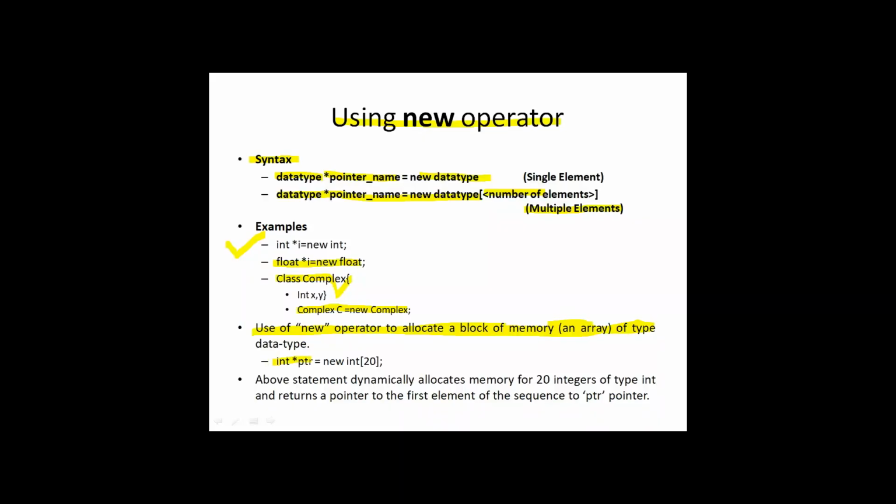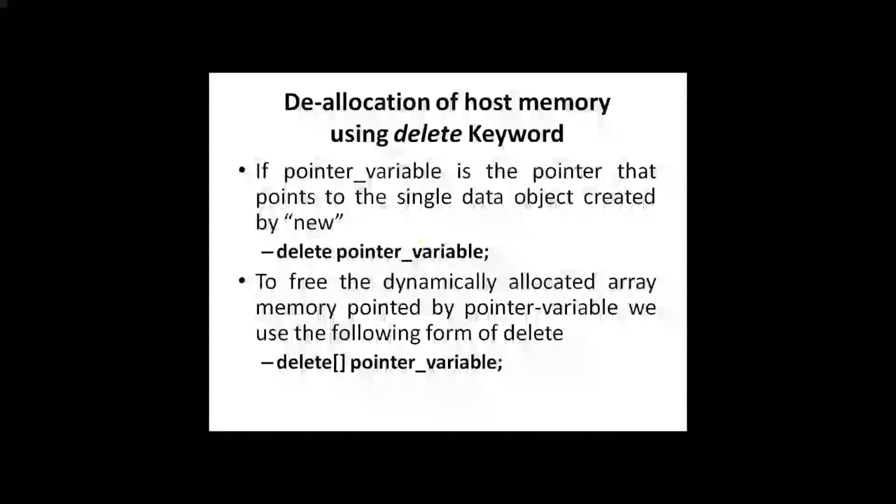For example, int *ptr = new int[20]. This statement will dynamically allocate memory for 20 integers of type int. So you can see that the total size will be 20 times 4, which is 80 bytes. So this statement will reserve 80 bytes if the size of one integer is 4 bytes, and it returns a pointer to the first element of the sequence to the ptr pointer, right? So we can use malloc or the new operator for this.